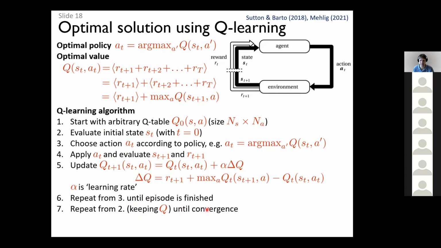Okay, so this is Q learning, which is the classical way, or one common method, to do reinforcement learning. So was there any question?